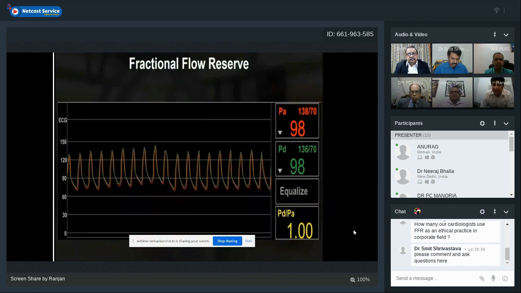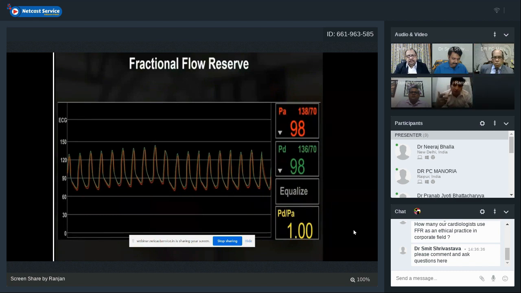What we should understand is that it's not just about the number. You need to look at the graphs, you need to understand the graphs, and you need to make sure you're measuring it at the right point and you're closing it at the right point. You need to wait for maximal hyperemia.